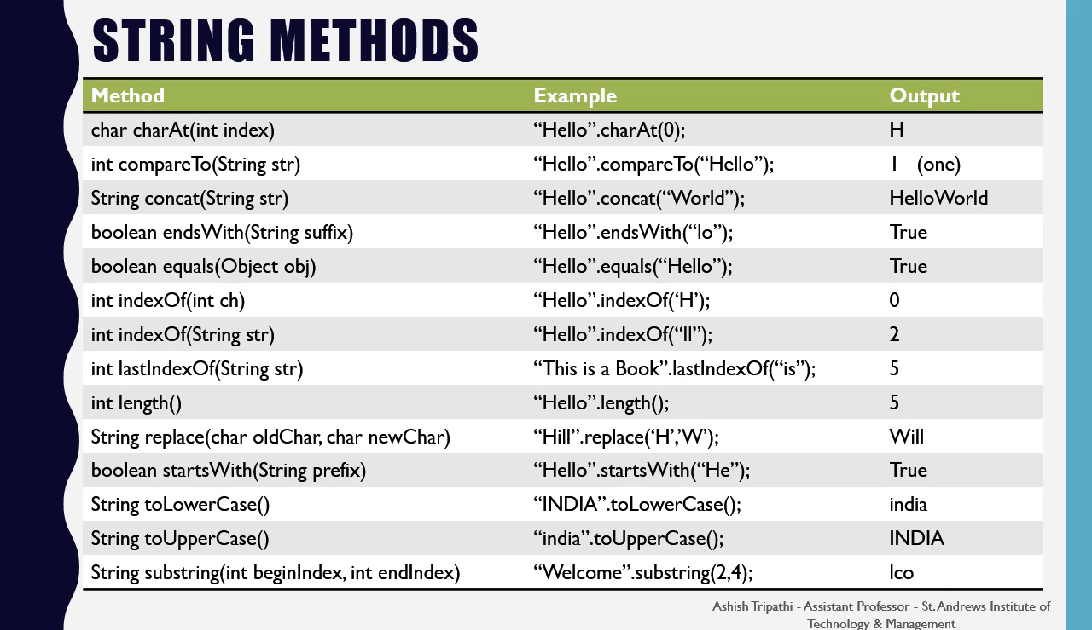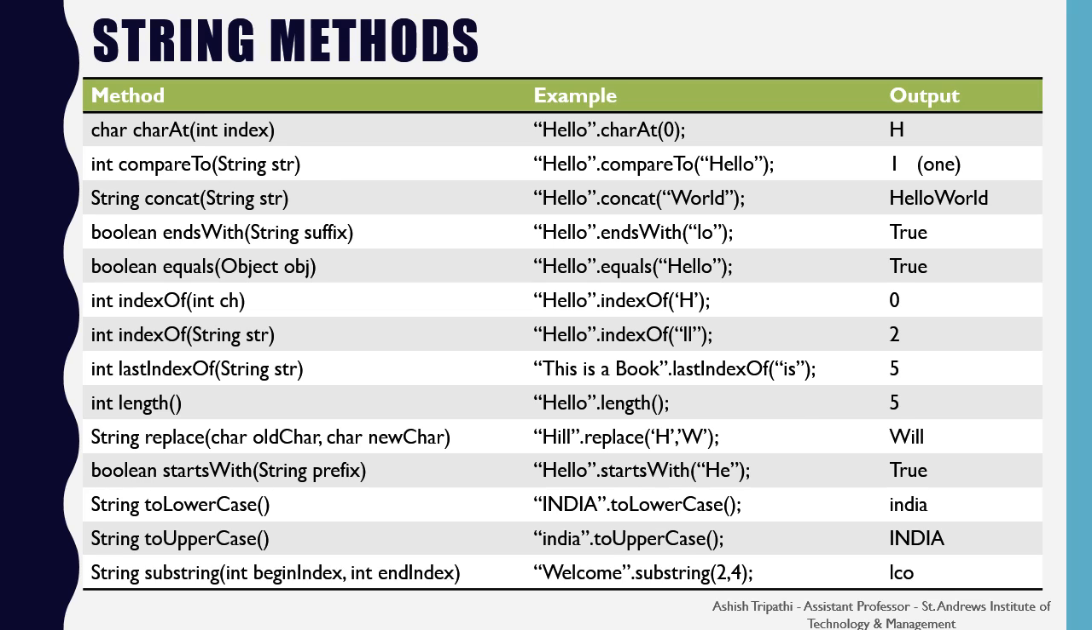compareTo. The compareTo method takes a string as an argument and compares it with the calling string. If both of the strings are equal, then it will return the integer 0. If the first string is greater than the second string, then it will return a positive value, and if the second string is greater than the first string, then it will return a negative value.